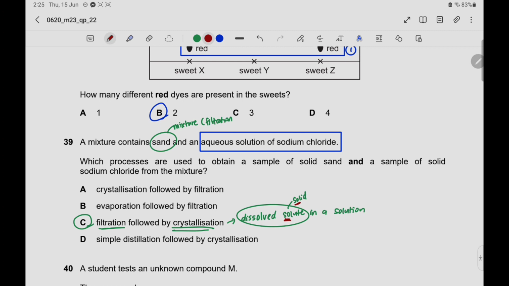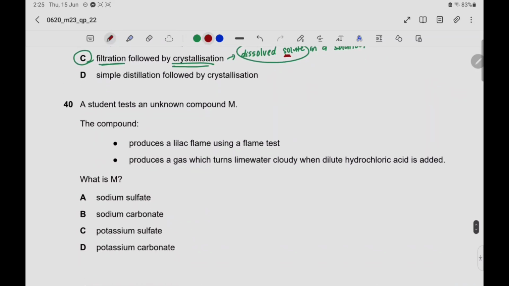Okay? Last. Compound M. As long as you see flame, the thing that will form a lilac flame is definitely your potassium already. Okay? Potassium. So, they will turn lime water cloudy. As long as you see lime water cloudy, what is produced? Carbon dioxide. Answer should be D.